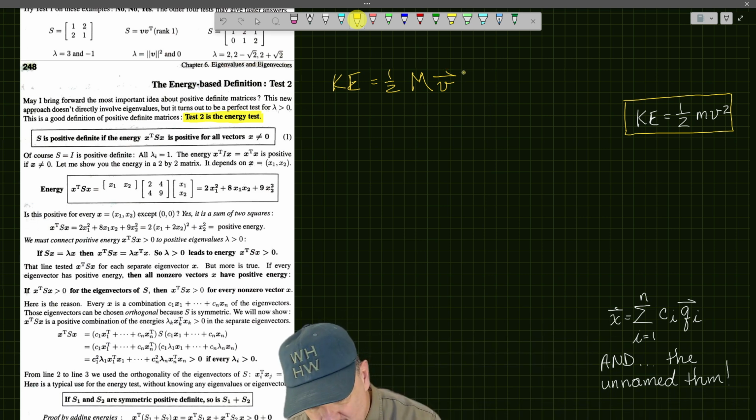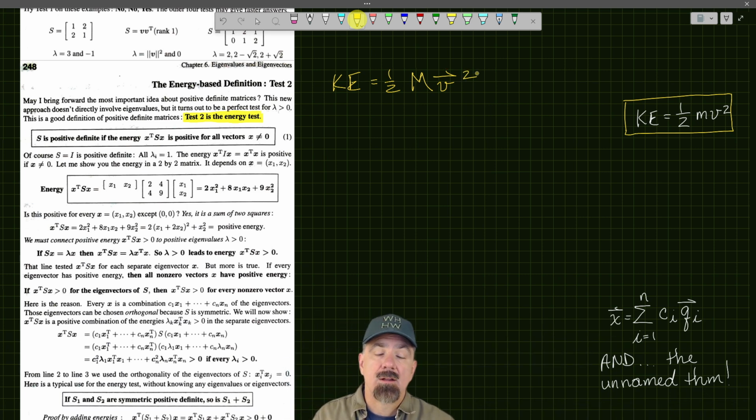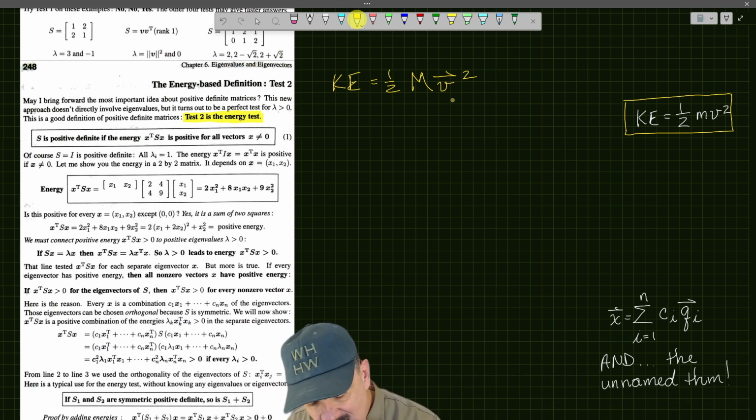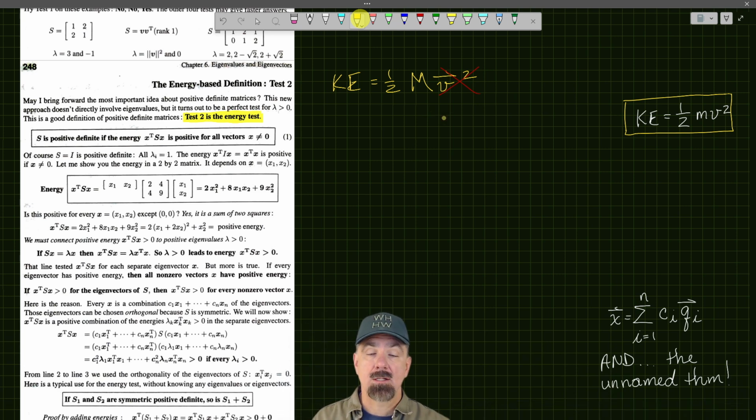But we can't just write down v squared. There's no such thing as taking a vector and multiplying it by itself. And so how do we do this? Right? This situation here is certainly not correct. So what we're going to do is we could take the dot product.